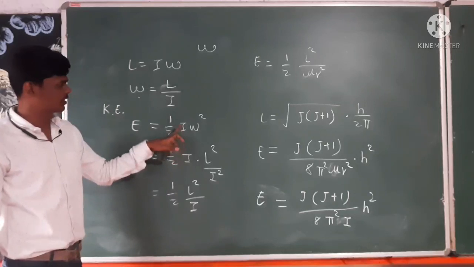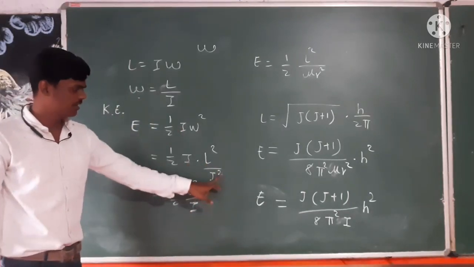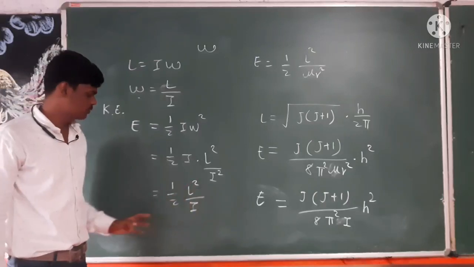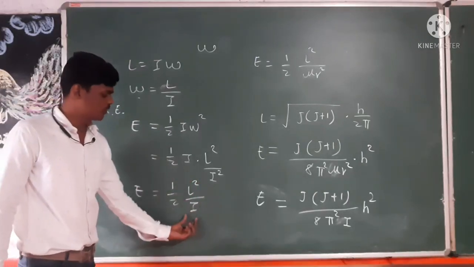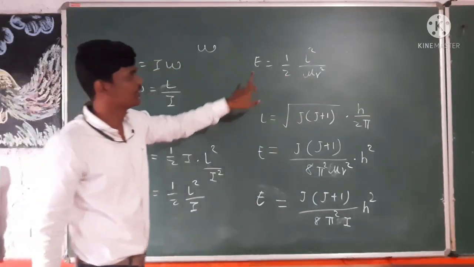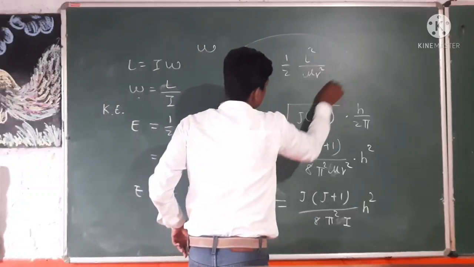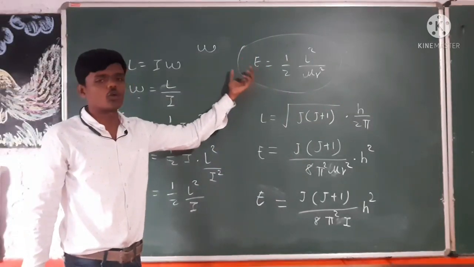Okay, so just putting the value of omega here, L square by I square. Then this side gets cancelled. So the energy is E = (1/2) L square by I. We know the value of I is mu R square. So that will be the energy. Now this statement shows the rotational energy level of a diatomic molecule.